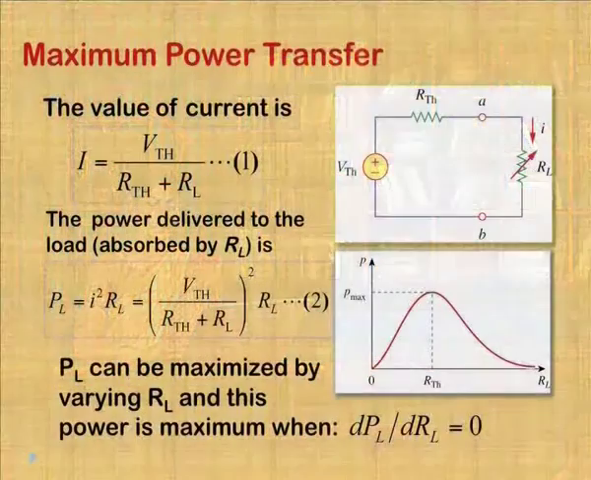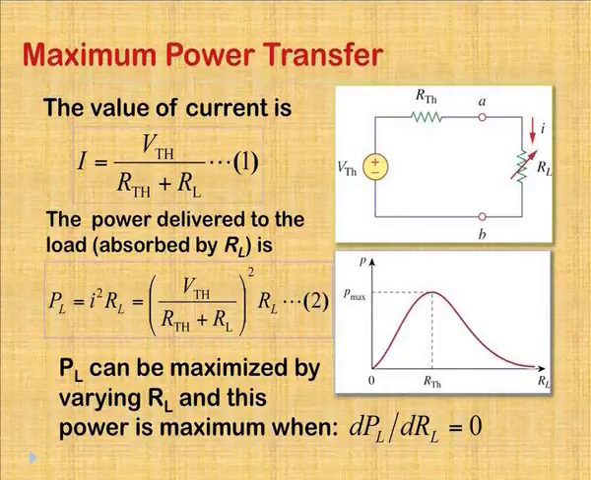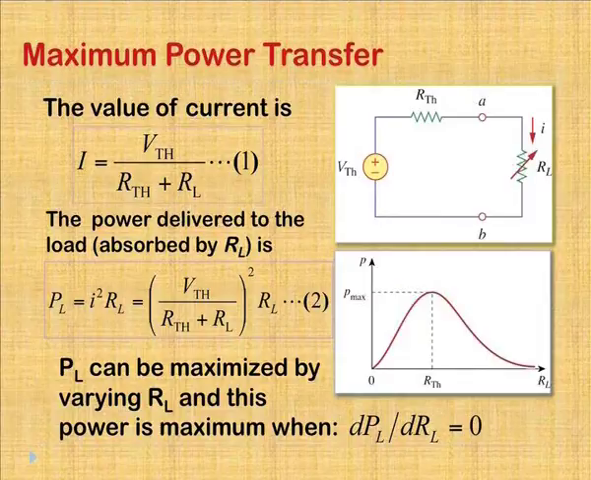Now, we have to prove the maximum power transfer theorem. Here we have taken a Thevenin equivalent circuit. So, we have a voltage source VTh with the series resistance RTh, and then we have connected a variable load resistance. Now, easily we can find the current flowing through the load from equation 1, and the power delivered to the load can be found by I square RL, and that is given by equation 2.